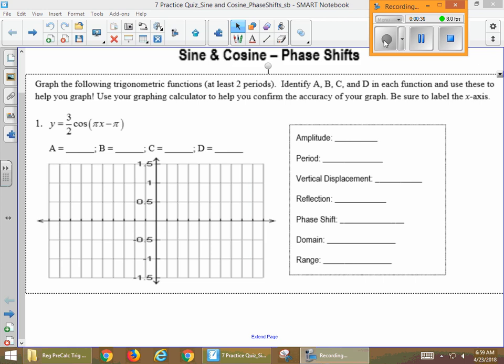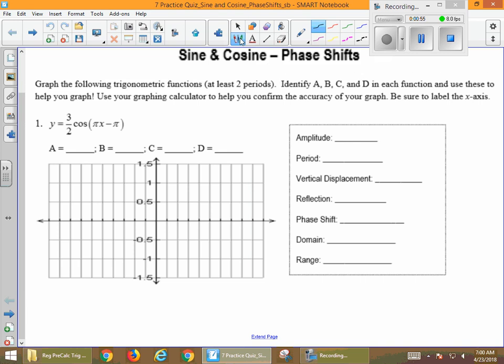So first example is 3/2 cosine of pi x minus pi. You will have A, B, C, and D that you can label, and you will need to fill in the box over here off to the right as well. So let's start by doing that.